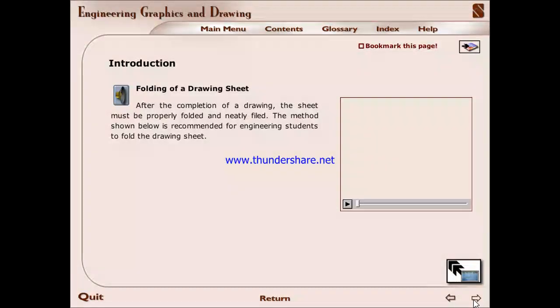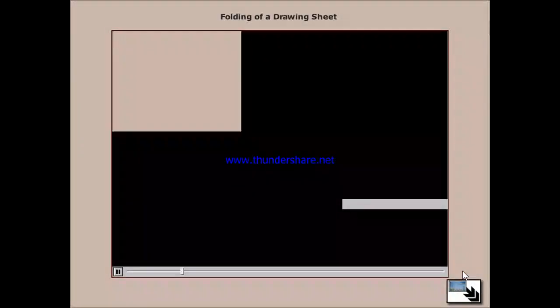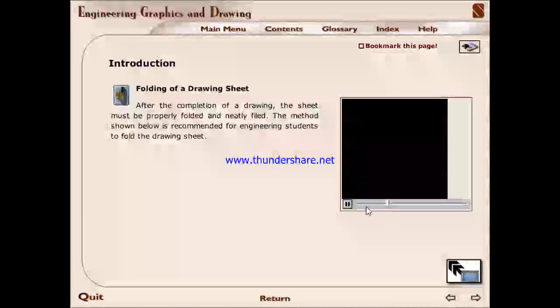Folding of drawing sheets. After the completion of a drawing, the sheet must be properly folded and neatly filed. The method shown below is recommended for engineering students to fold the drawing sheet.